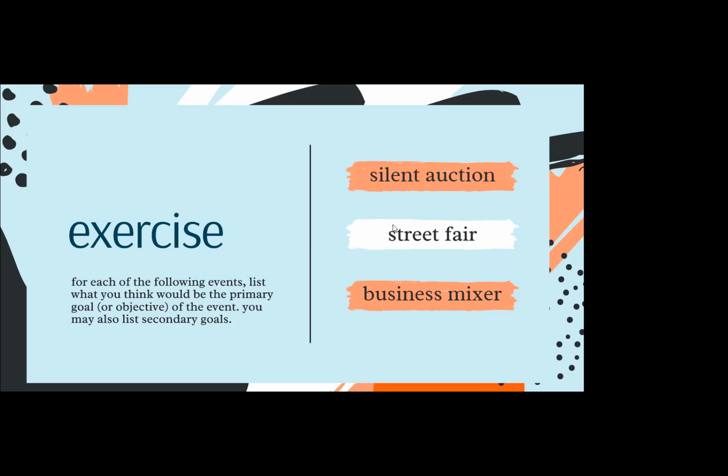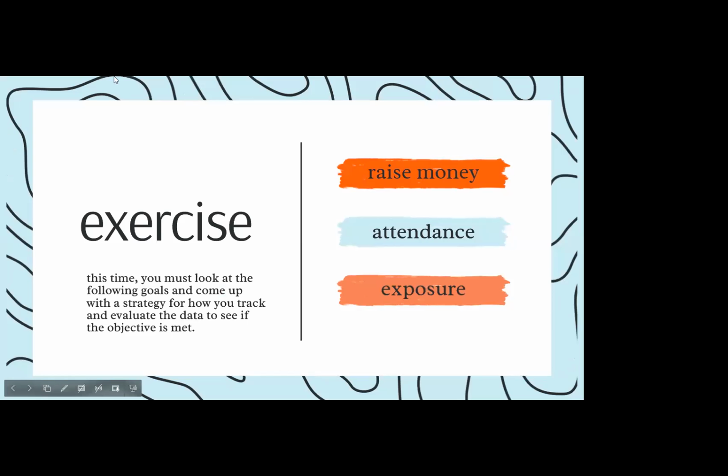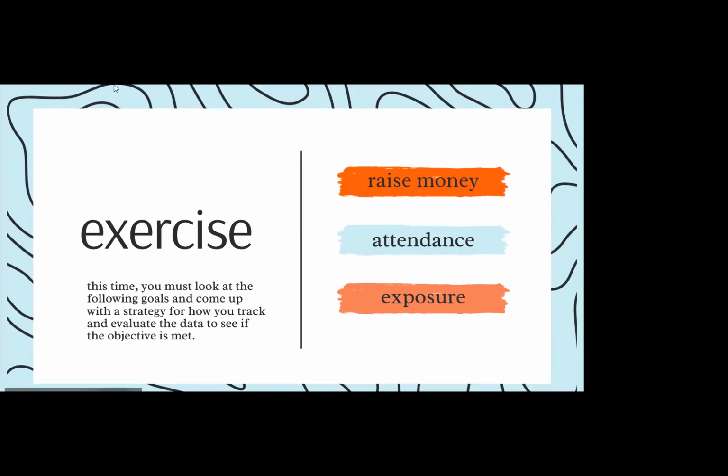Now we're going to go to the harder version. Similar exercise, but instead this time I'm giving you primary goals. So these primary goals are something that we just identified: fundraising, attendance, exposure of the brand, or exposure of your business district association, which would be your brand. So this time you're going to look at these goals, and I'd love for you, as we go through them, to list some of your ideas on how you would track this.